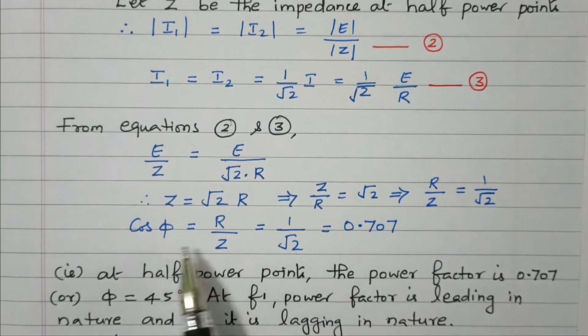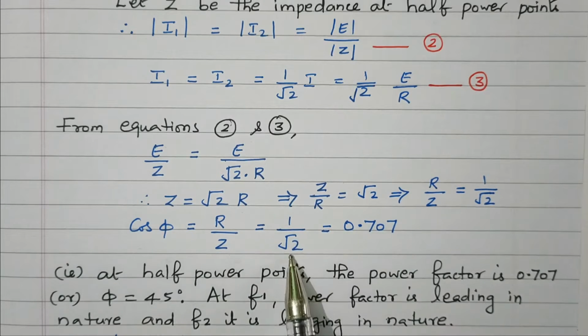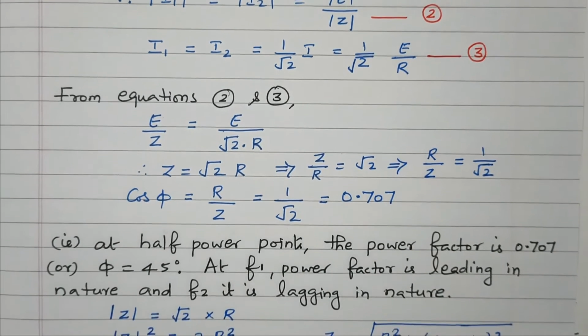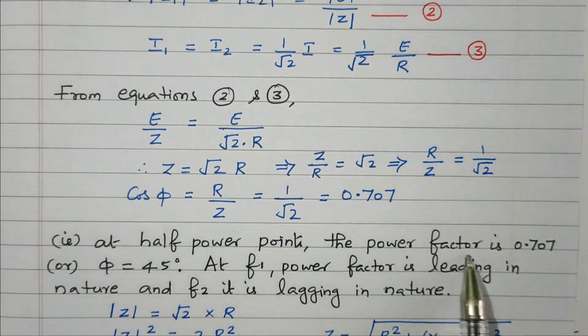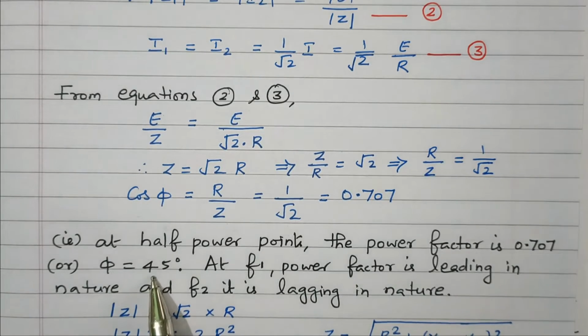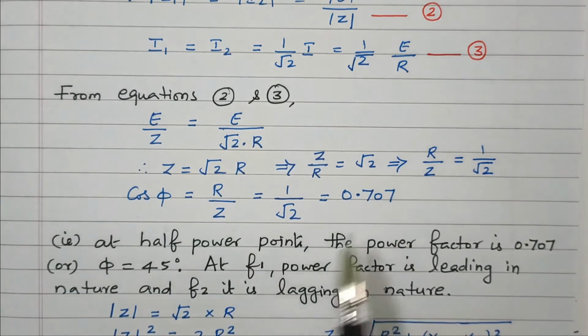We know that cos phi equal to R by Z. The value of R by Z available here is 1 by root 2, that is 0.707. So the power factor is also 0.707. That is the conclusion we got: at the half power point the power factor is 0.707, or the angle is 45 degrees. Phi equal to cos inverse 0.707 gives phi equal to 45 degrees.